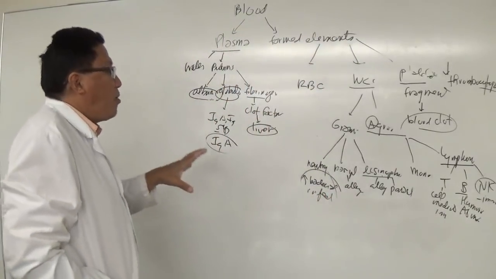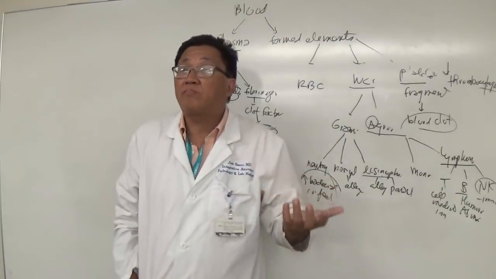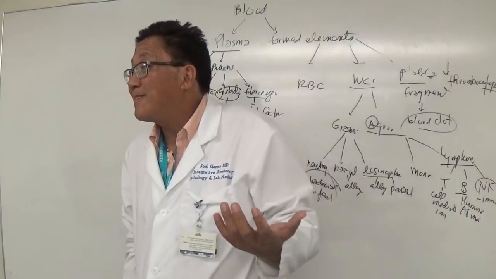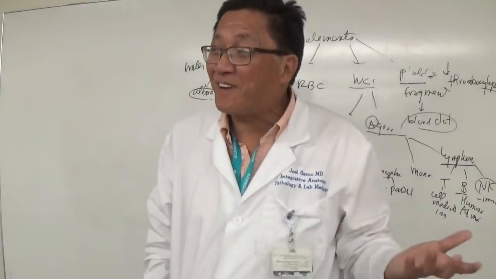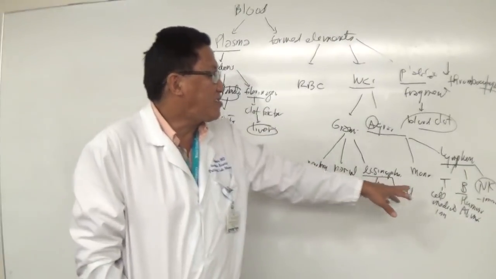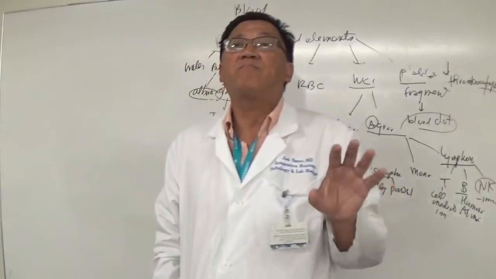So again, be aware. Now, where are white blood cells produced? I just wanted to know if you still know the answer. Red bone marrow, right? For example, in the case of the T cell, it's produced in the red bone marrow, but where does it mature?